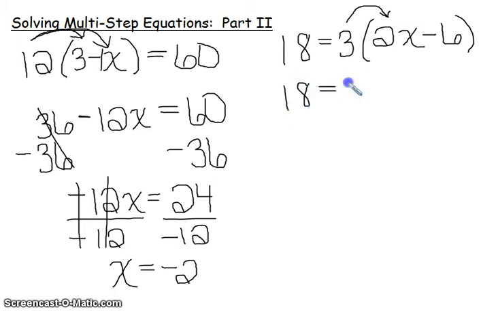3 times 2x gives me 6x, and then 3 times, now be very careful here, you want to make sure that you're careful with your sign. This is a positive 3 times a negative 6. You do have to carry the sign that's in front of the number. So 3 times negative 6 gives you negative 18. And so we're down to our two-step equation.